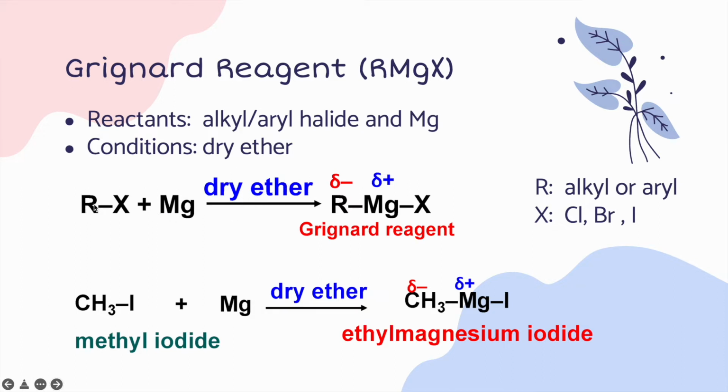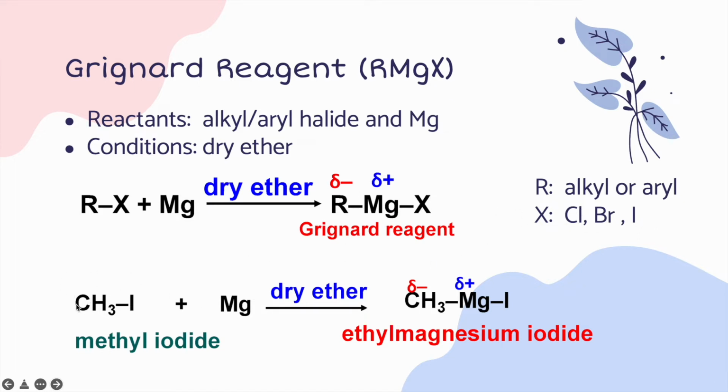So this R will attach to Mg, and then the Mg will attach to X. Not RXMg, it's RMgX. That is Grignard reagent. The R will attach to Mg, and then the Mg will attach to X atom. The X can be any halogen: Cl, Br, or I.